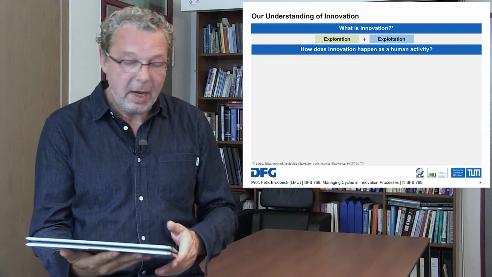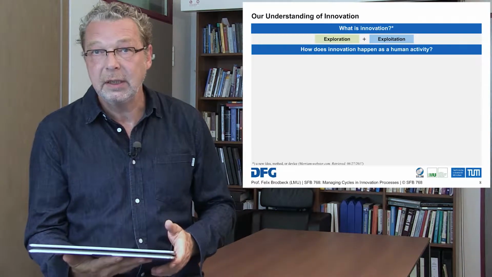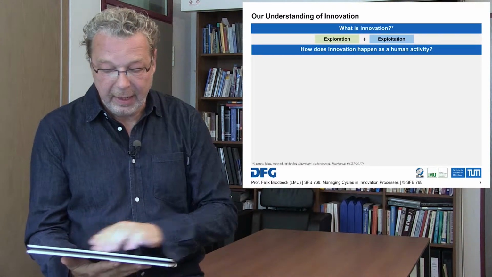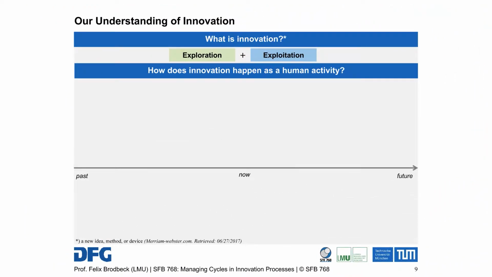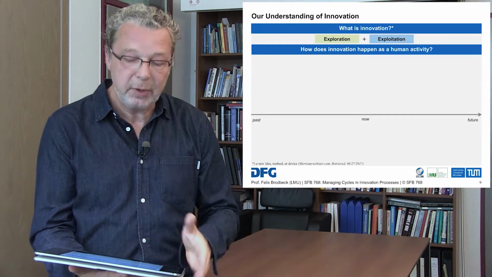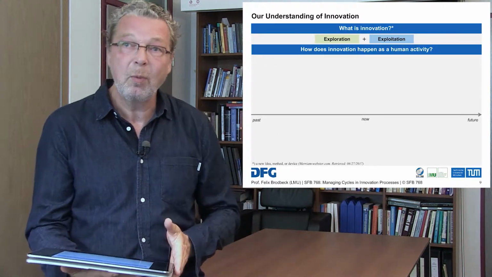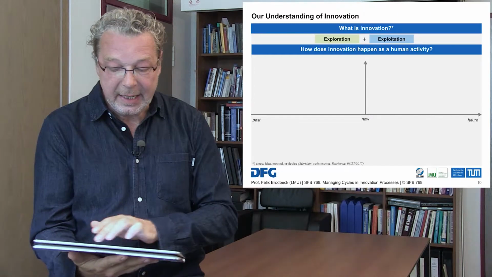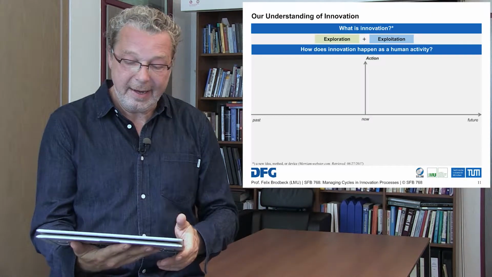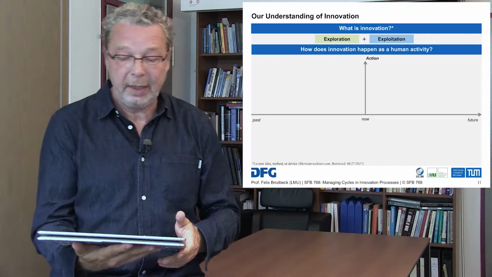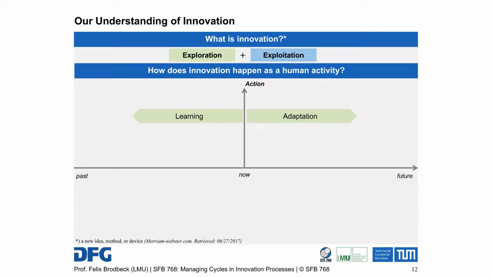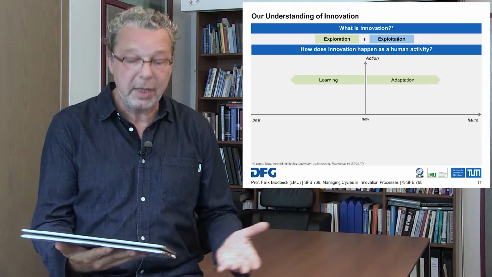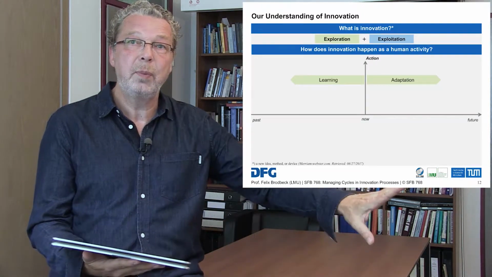Now, when we think of innovation as a human activity of individuals, groups, and whole organizations, we can further qualify exploration and exploitation by looking at the now. What's happening now, what has happened in the past, and what will happen in the future. And look at the action or the activity of what people do when they explore and when they exploit. When they explore, they basically learn, trial and error or systematically or by consequence, by insight, whatever, and they learn on the basis of past experience.